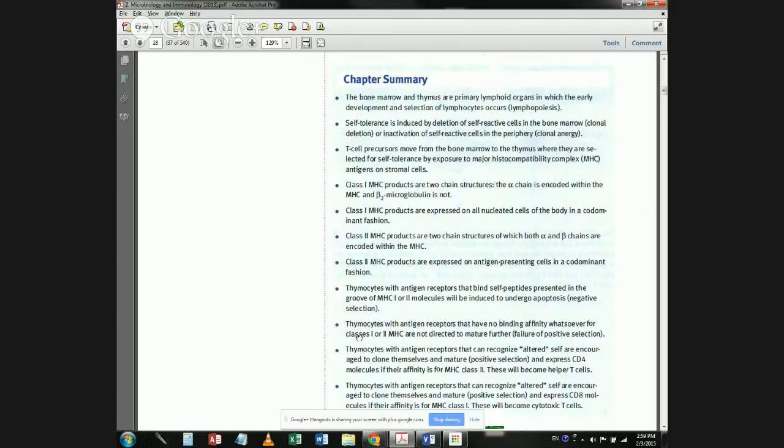Thymocytes with antigen receptors that can recognize altered self are encouraged to clone themselves and mature. This is called positive selection, and then express CD4 molecules if their affinity is for MHC class 2. These will become the helper T cells. And thymocytes with antigen receptors that can recognize altered self are encouraged to clone themselves and mature, positive selection, and express CD8 molecules if their affinity is for MHC class 1. These will become cytotoxic T cells.